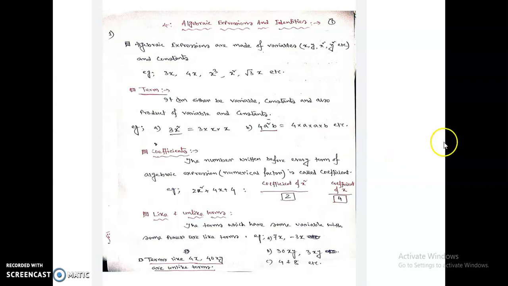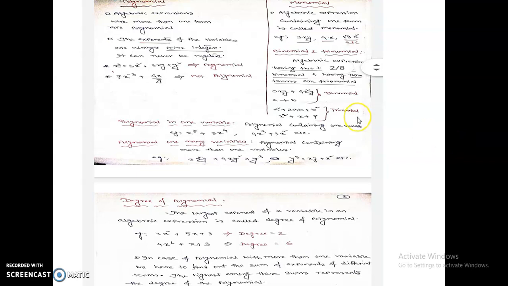So let's go to the next topic. Now we will have to learn what polynomial and monomial are. Polynomials are mainly algebraic expressions with more than one term, right? Algebraic expressions with more than one term are called polynomials, and an algebraic expression containing only one term is called a monomial, right?